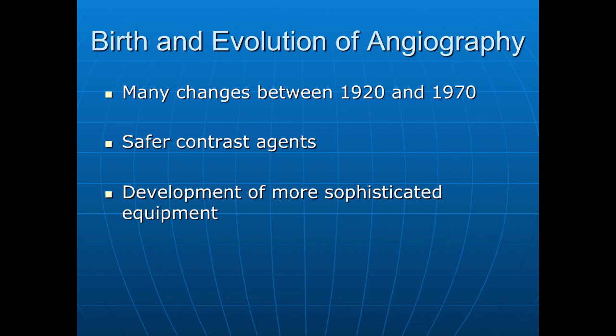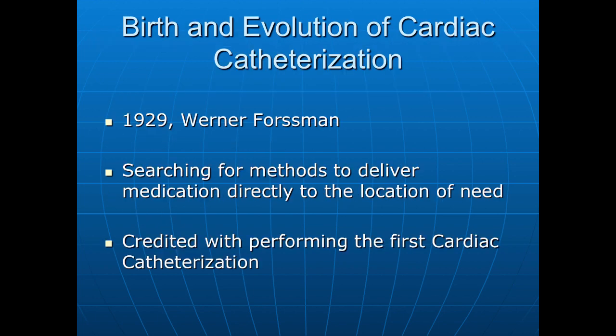So there were lots of changes between 1920 and 1970. We had better imaging equipment. We had much safer contrast agents. We had safer catheters and tools that we use. And so that was a very important period in the development of cardiac catheterization and angiography. This is an important story to me.